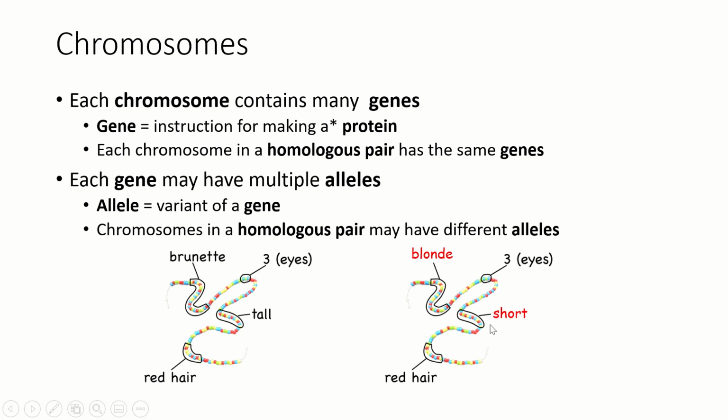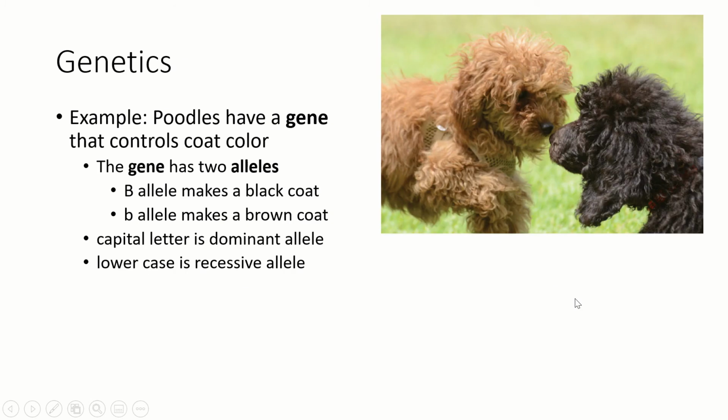And here's an example of that from a monster. These are homologous chromosomes. And you can see that over here we have the brunette allele, and over here we have the blonde allele, but it's the same section of DNA, so that's the same gene. And here we have another allele for tall. This one has a short allele, but it's the same gene. Here both chromosomes have the same allele for 3 eyes. Some odd-looking monster.